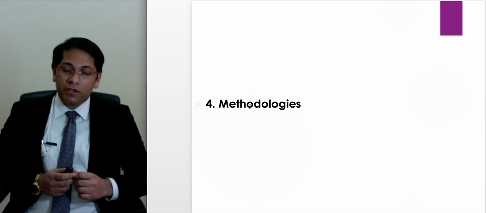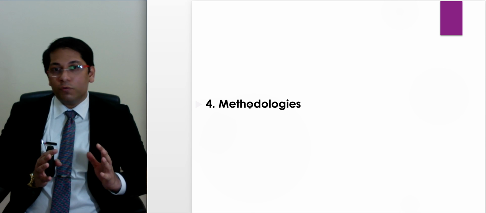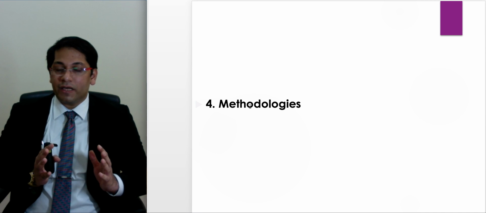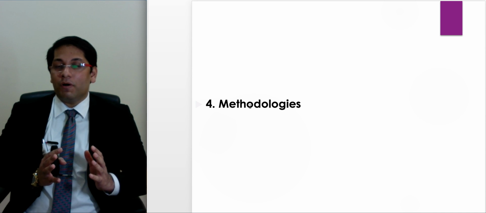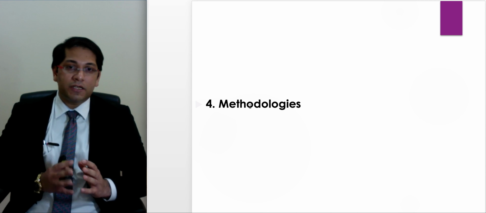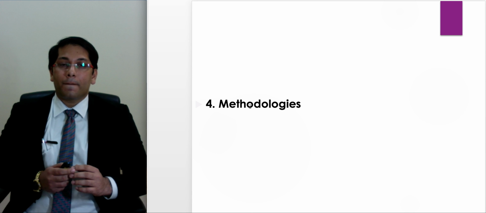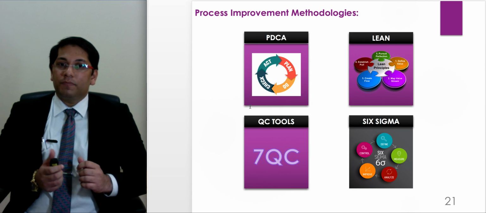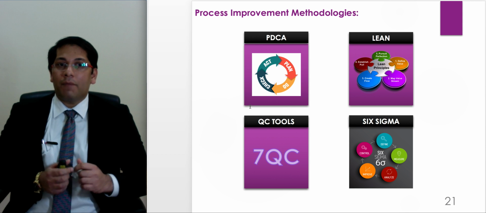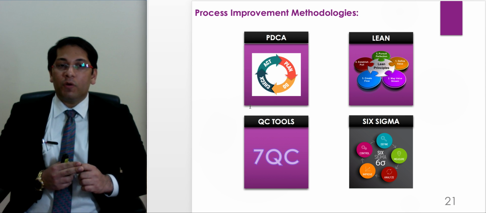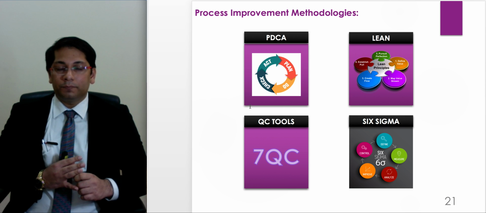Take it through different methodologies. I'm just going to give you the industry prevailing methodologies. There are many methods available in the market, but these are some of the well-known methods that, when we talk about quality, you can apply in the process. There is something called PDCA. I'm going to take you through Lean. I'm going to take you through QC tools, otherwise called 7QC. I'm going to take you through a brief of Six Sigma.